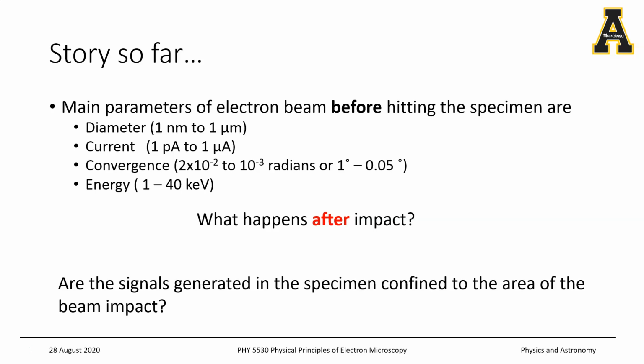Another thing that we are going to focus on is, are the signals generated in the specimen confined to the area of the beam impact, right? So the area of the beam impact, if let's say you have a beam diameter of 10 nanometers, so that's 5 nanometers in radius, you take pi times the square of 5 nanometers, that is your area of impact in nanometers square, right? But is the interaction volume just confined to that little area, or is something else going on? That's what we are going to figure out through this lecture and also in the next lecture.